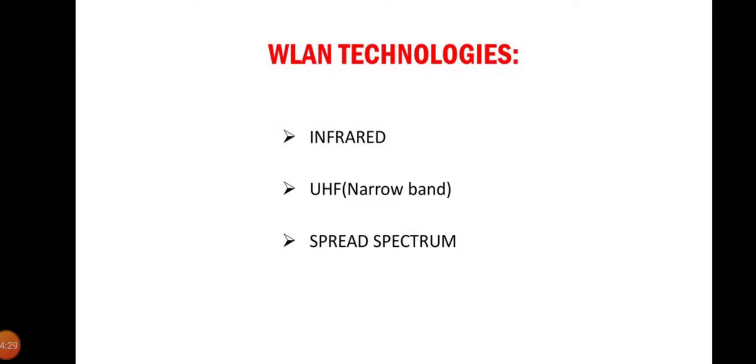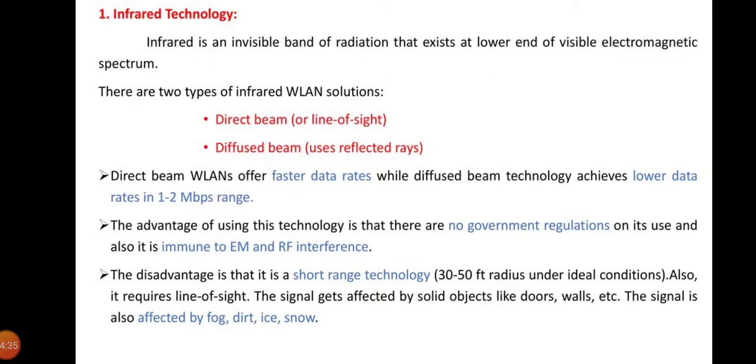And the technologies available for use in WLAN include infrared, UHF, and spread spectrum. Now let us see the first case, infrared technology. Infrared is an invisible band of radiation which exists at the lower end of the visible electromagnetic spectrum. And this type of transmission is most effective when a clear line of sight exists between transmitter and the receiver.